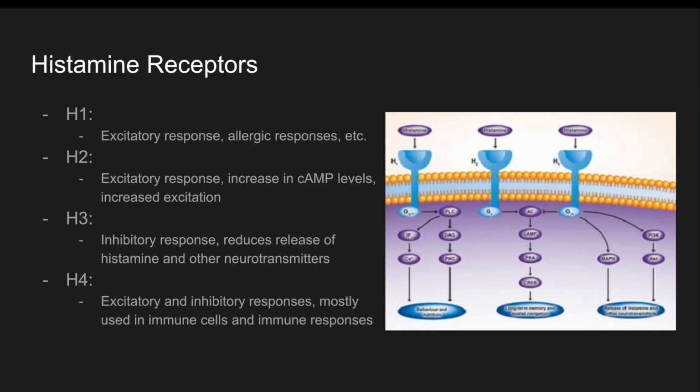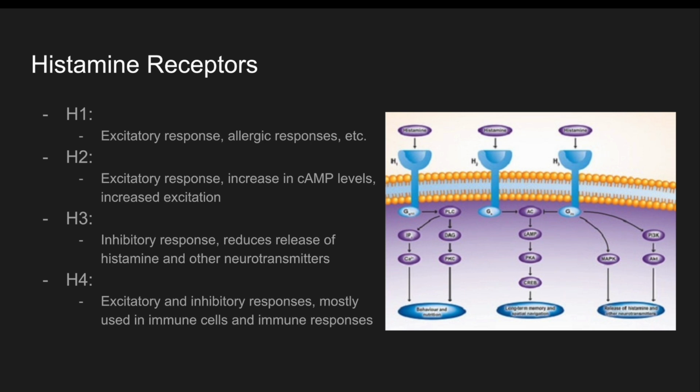There are four known types of receptors for histamine: H1, H2, H3, and H4, and all of them are G-protein coupled receptors, also known as metabotropic receptors. Activation of H1 receptors leads to an excitatory response. When histamine binds to H1 receptors, its activation is associated with various allergic responses, vasodilation, and bronchoconstriction.